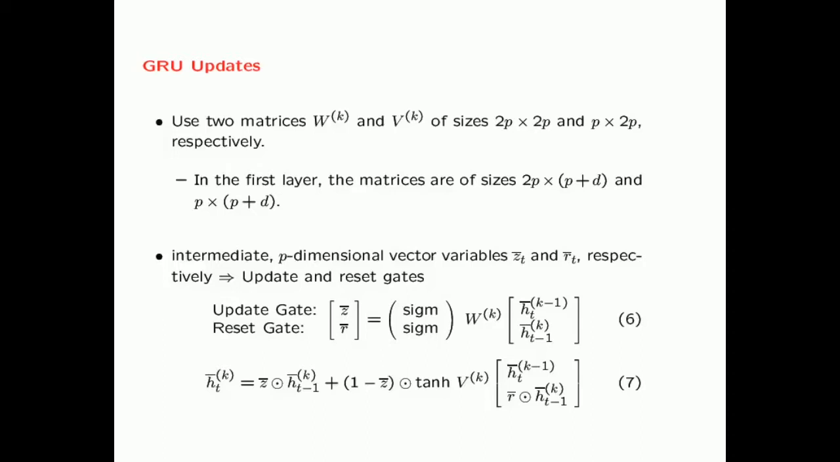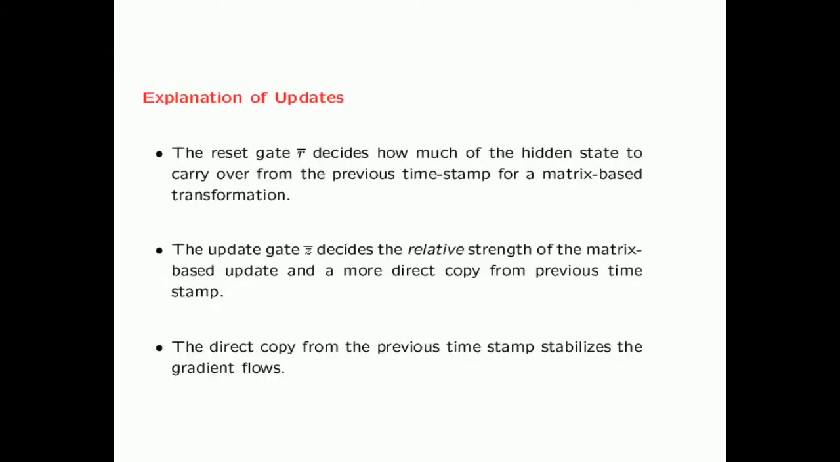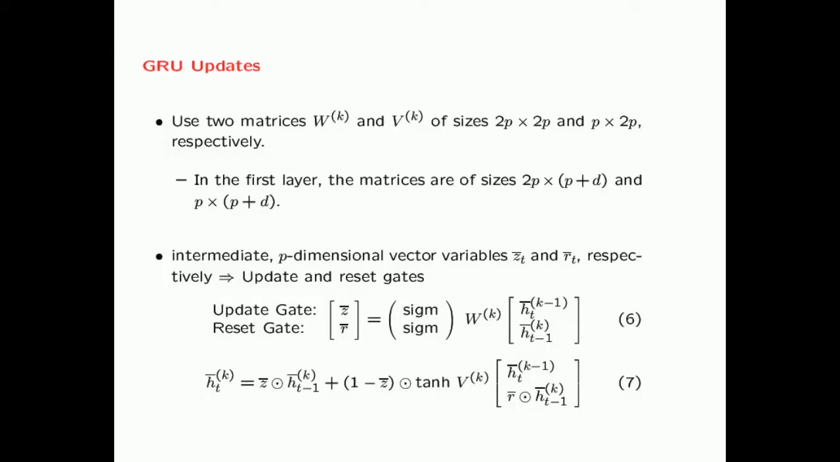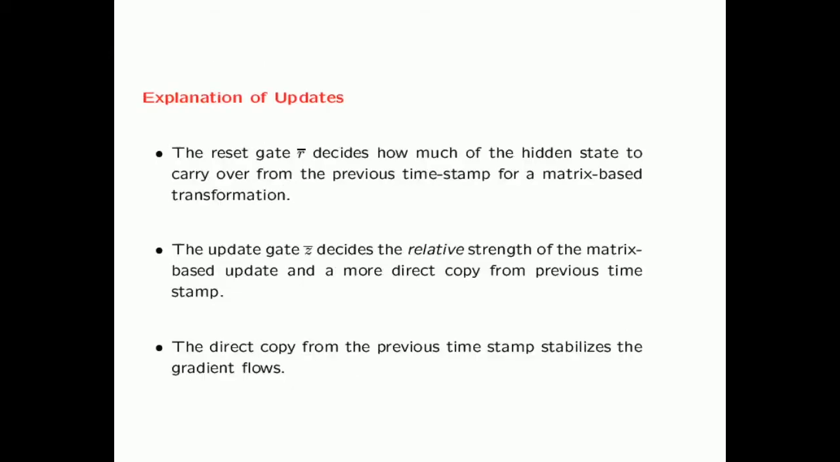So by reducing the effect on the matrix-based portion and increasing the weight of the copying portion, you're tending to stabilize the gradient flows. So let's explain these updates. The reset gate decides how much of the hidden state to carry over from the previous answer for a matrix-based transformation. The matrix-based transformation is a strong transformation. And I'm saying how much of the hidden state from the previous timestamp should I apply a strong transformation on. And then the update gate decides the relative strength of the matrix-based update and a more directly copy from the previous timestamp. And the direct copy from the previous timestamp actually stabilizes the gradient flows.